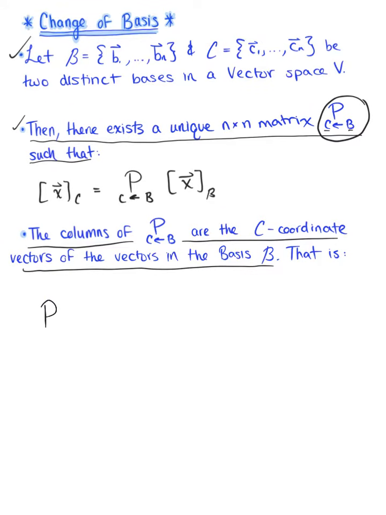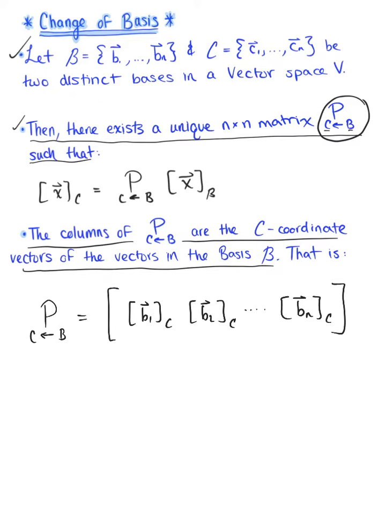So this means that we define our change of coordinates matrix P from basis B to basis C as the matrix whose column vectors are the coordinate vectors of the basis B relative to basis C. So we have the coordinate vector b sub 1 relative to basis C, we have the coordinate vector b sub 2 relative to basis C, and we continue all the way to the coordinate vector b sub n relative to basis C. And this is what we call the change of coordinates matrix, specifically the change of coordinates matrix from basis B to basis C.